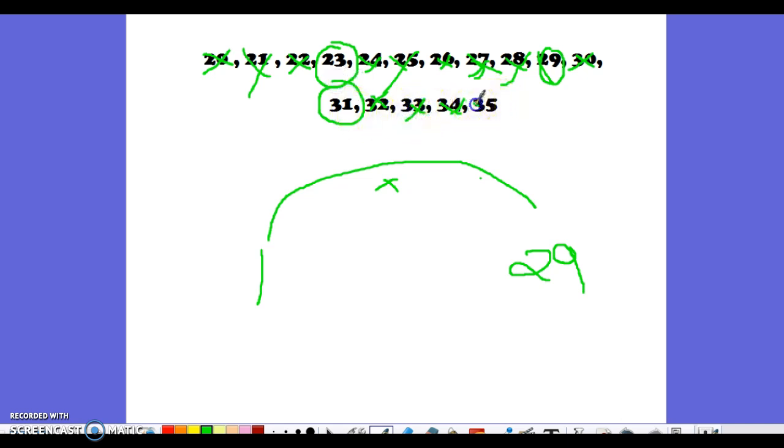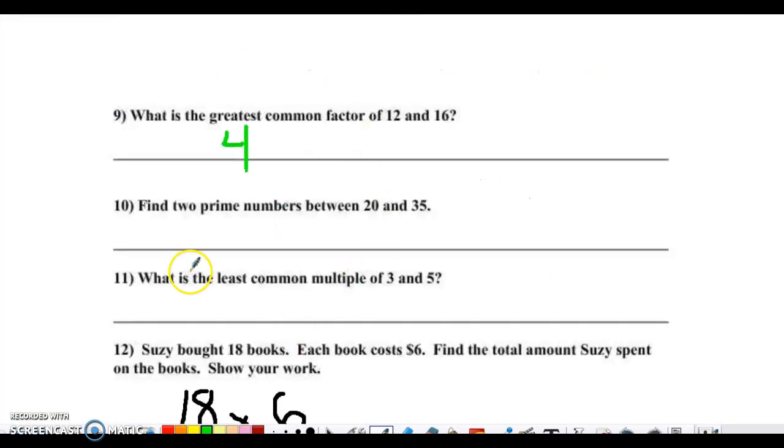The other factor that is prime is 31. 33 is divisible by 3, and 35 is divisible by 5. So there are 3 prime numbers in between 20 and 35. They are 23, 29, and 31. And the way you can check is by creating rainbows, and your lame-o rainbows are the ones that stand out. So 23, 29, and 31 are the answers.